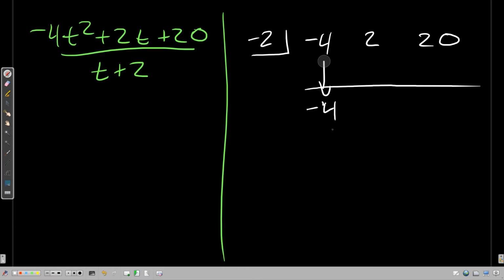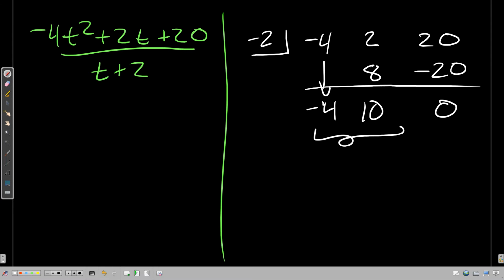You bring down the minus 4, and you say minus 2 times minus 4, that is 8. And 8 plus 2, that is 10. And then you repeat. Minus 2 times 10, that is a minus 20. And then 20 minus 20 is 0. Having a 0 in the last spot indicates that there's no remainder.